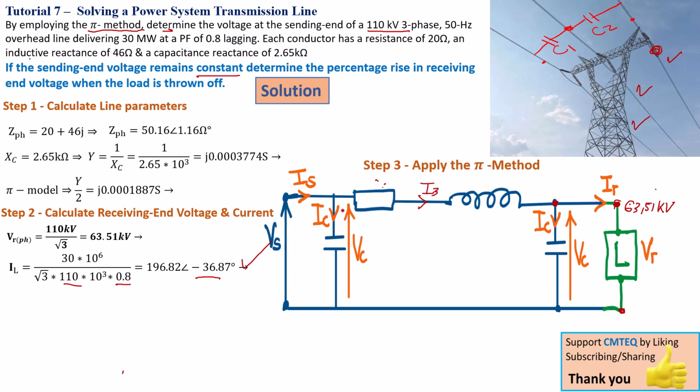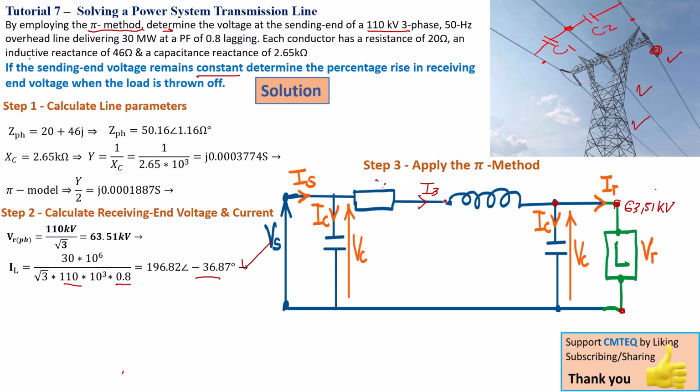Now when you find I3, that means you can find the voltage drop across the series impedance, since you've got your impedance here. Once you find the voltage drop across it, you just take that voltage drop and add it to this voltage, and that will give you the voltage across this shunt here. That will also help you find the current through the shunt, and you can find the sending end current. But as soon as you find this voltage, it means you found the sending end voltage, because they are equal, right? Parallel circuits share the same voltage, right?